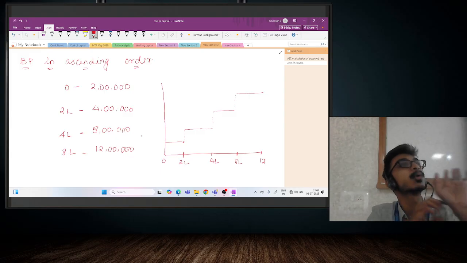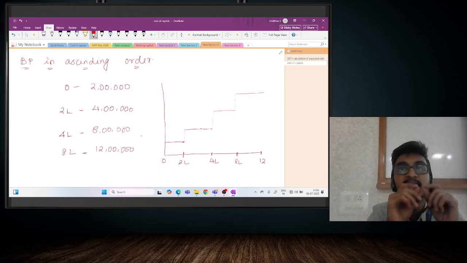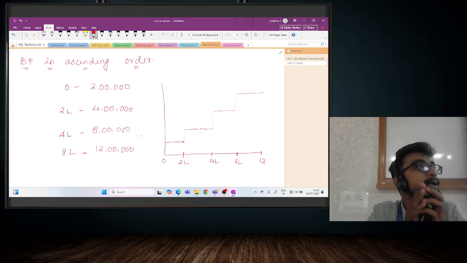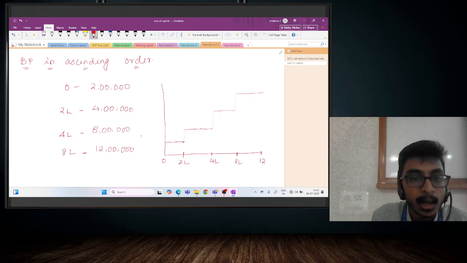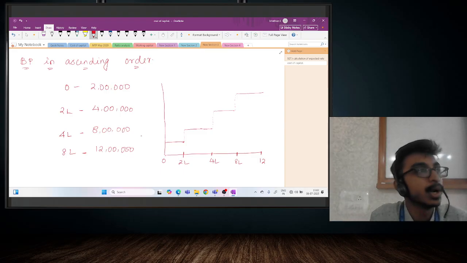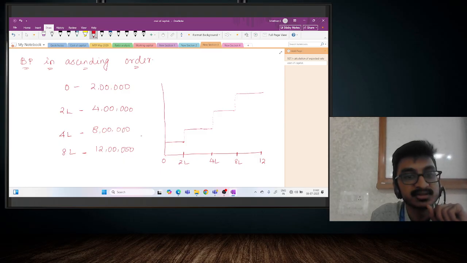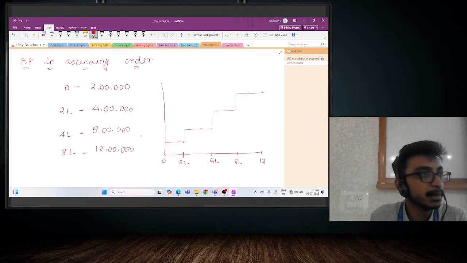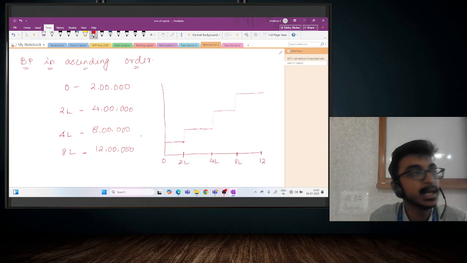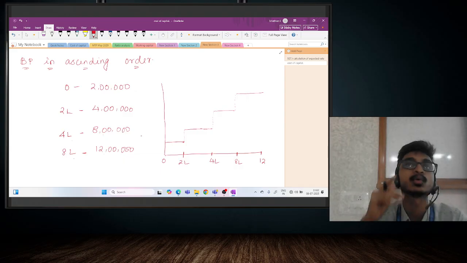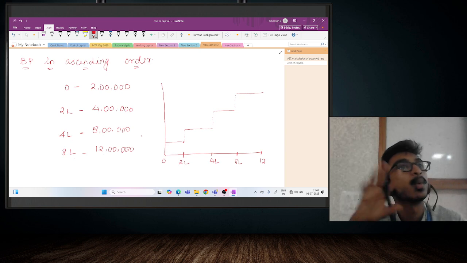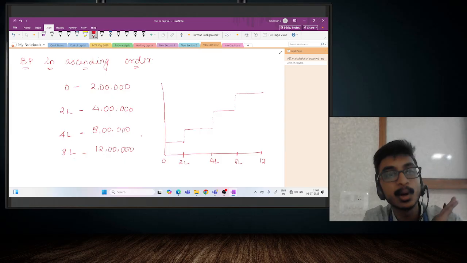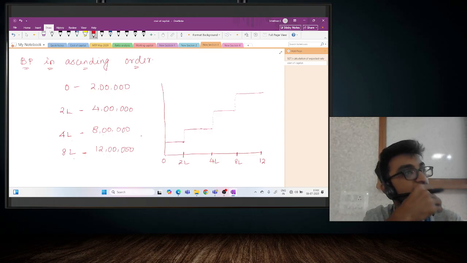So did you understand how to interpret the breaking point? Breaking point is the level of additional capital that can be raised without changing the marginal cost of capital. So any amount between 0 to 2 lakh will have the same marginal cost of capital. Any additional capital of 2 lakh to 4 lakh rupees will have the same marginal cost of capital. 4 lakh to 8 lakh will have the same marginal cost of capital, and 8 lakh to 12 lakh will have the same marginal cost of capital. Is this clear? Any doubt? Now why it will remain constant, I will explain. But did you all understand the meaning? Any doubt in this? Clear?